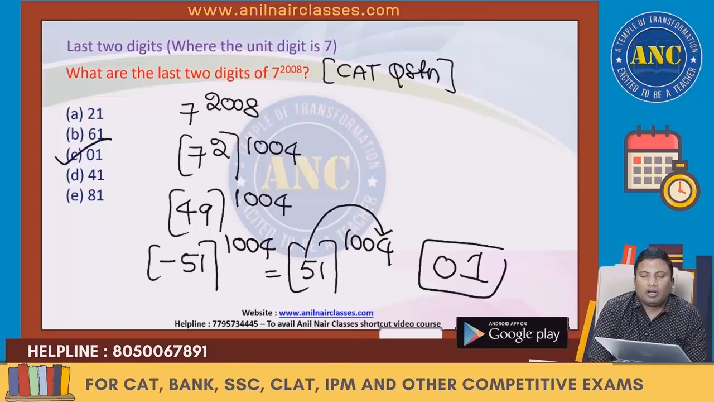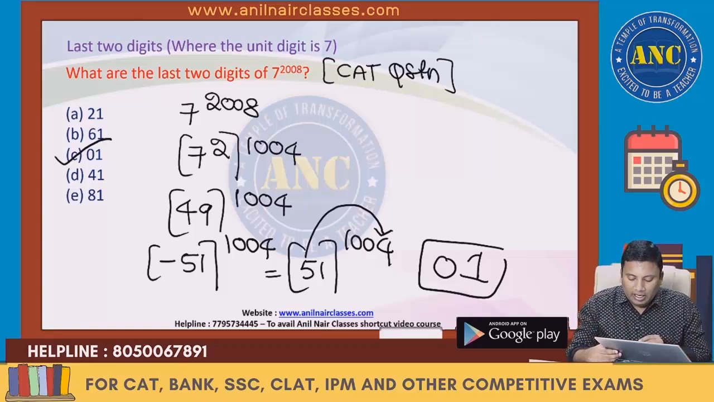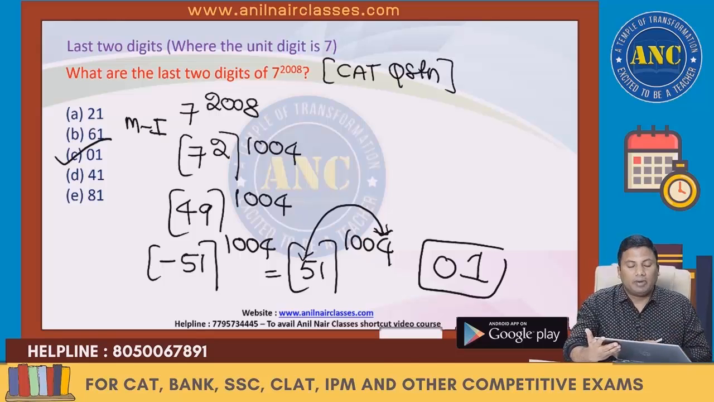Again, 7 power 2008 is 7 square power 1004. 7 square is 49. 49 power 1004. 49 divided by 100, 100 ones are 100, negative remainder is minus 51. Minus 51 power 1004, 1 power any number is 1. 5 fours are 20. This is method 1.